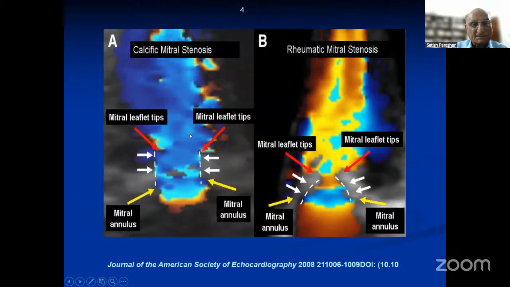And as you see, in a case of degenerative mitral stenosis, the main lesion is at the annulus. So there is no doming because the leaflets are not involved, while in rheumatic mitral stenosis, the involvement is more of the leaflets. As a result of it, there is a doming of the leaflets.